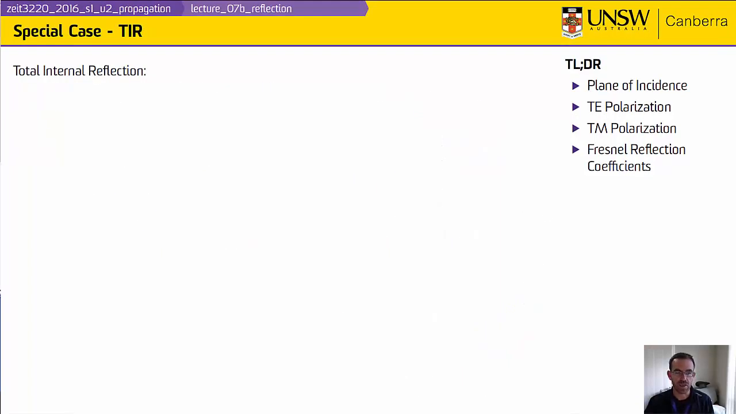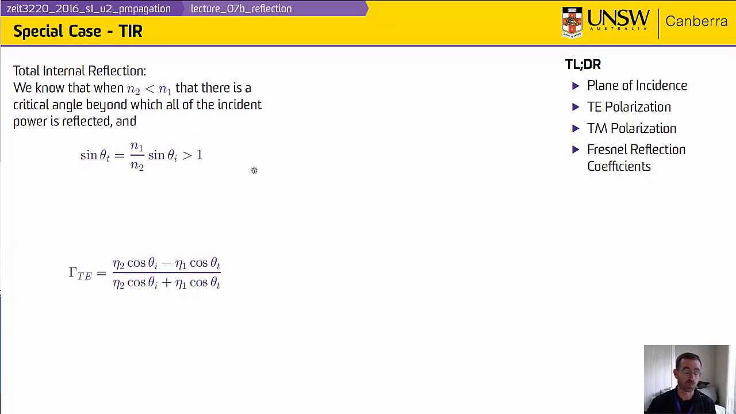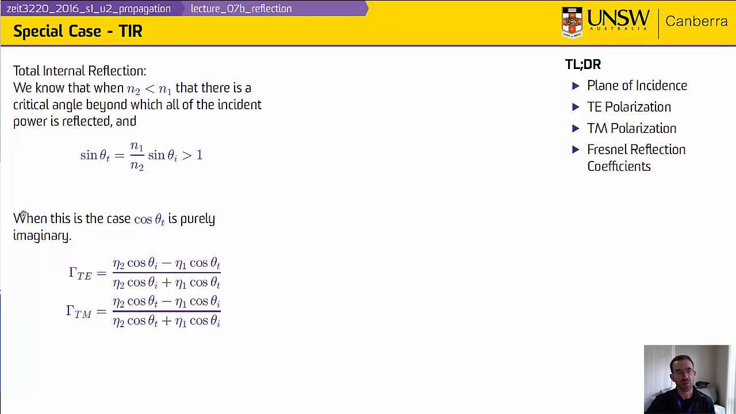The last special case that we're going to examine is the case of total internal reflection. We talked about total internal reflection in the last set of lectures, in lecture 6, and we know it occurs when the index of refraction in the second medium is lower than the index of refraction in the first medium. For example, when I'm going from glass to air or from water to air, I can have an instance when the sine of the transmitted angle, which is given by n1 over n2 times the sine of the incident angle, is greater than 1, because n1 is greater than n2. Once the incident angle gets past the critical angle, the sine of the transmitted angle is greater than 1. And when that happens, the cosine of the transmitted angle is purely imaginary.